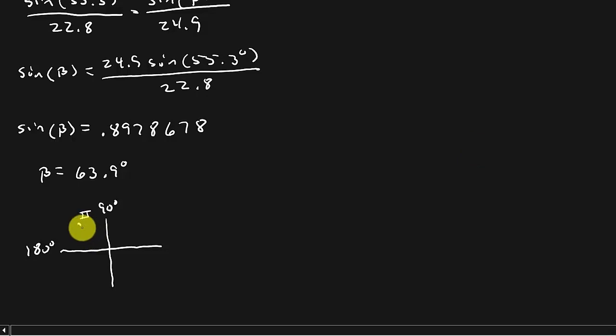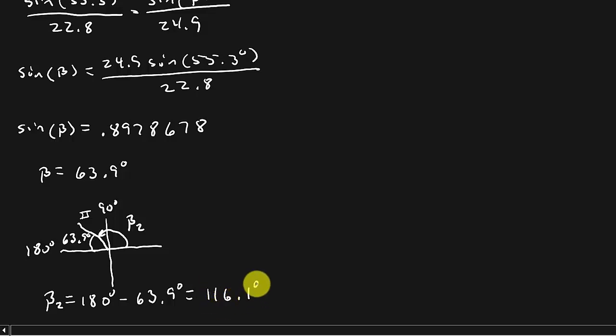So there's my second quadrant angle, right? There's beta, and I'm going to call that beta with a subscript 2 to show that it's different from this beta. Now, remember reference angles. Here's my reference angle, 63.9 degrees. So that means beta 2 would be 180 minus 63.9 degrees, and that equals 116.1 degrees. There's beta 2.